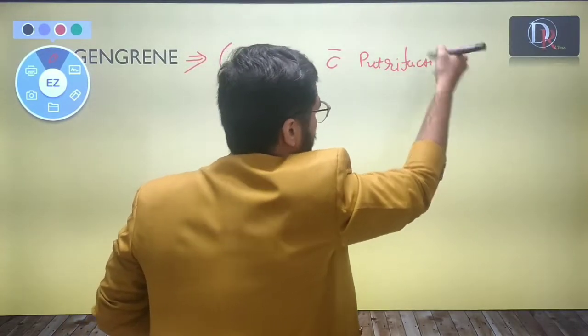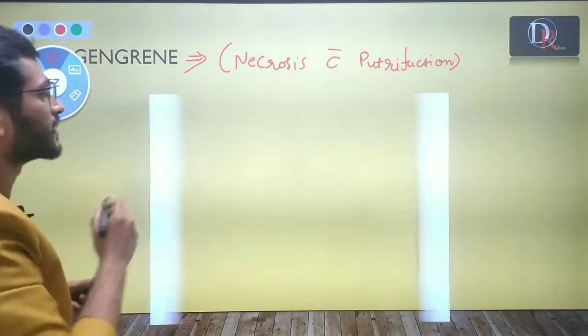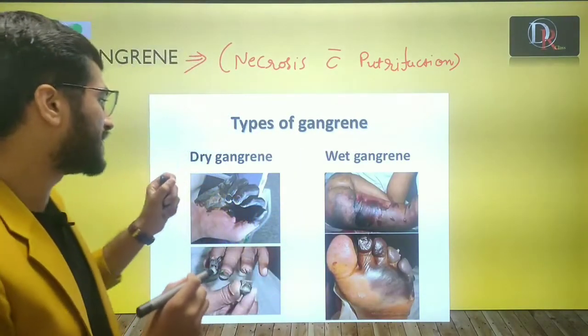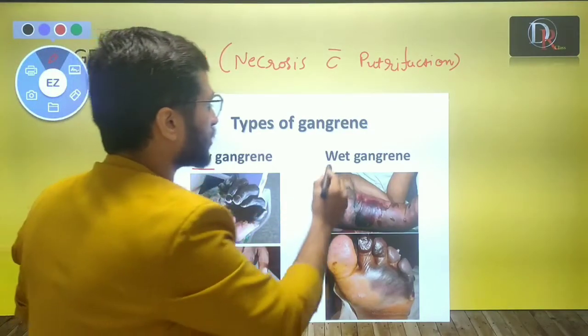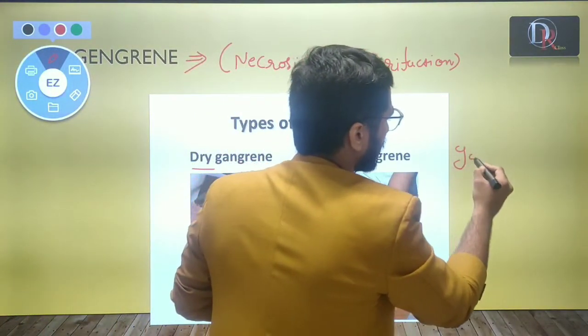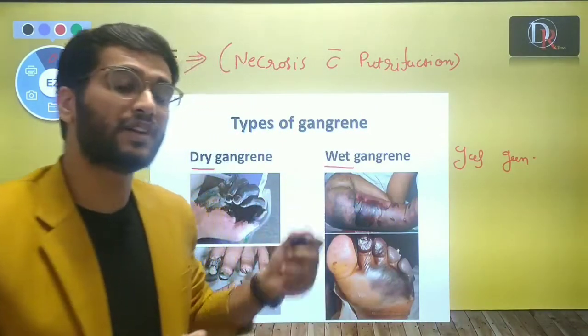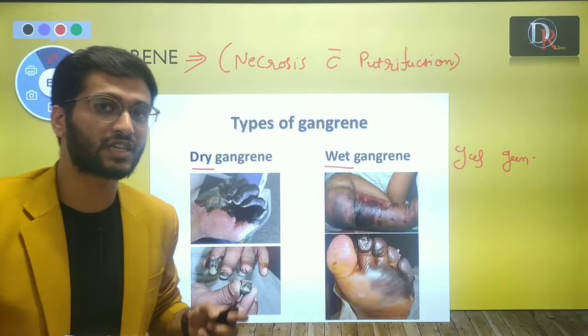So necrosis with putrefaction is basically known as gangrene. Clear? Now let's see the types of gangrene. Basically, gangrene has three types: one is dry, wet, and the third one is gas gangrene. We will also discuss gangrene in the pathology part.